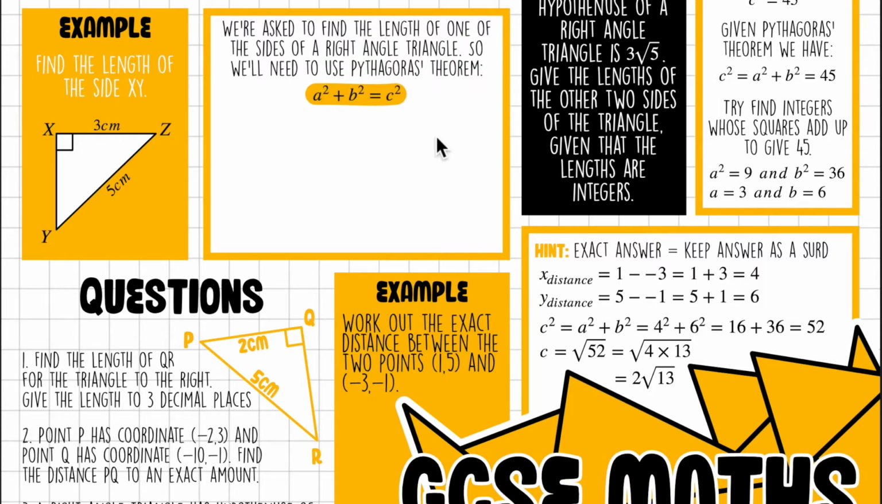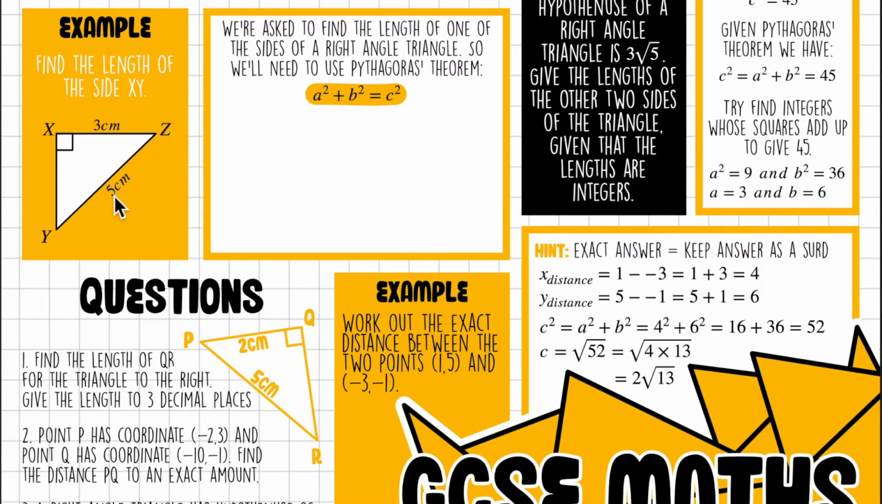Okay, now we know we can use Pythagoras' theorem, we need to make sure we use it correctly. That is, we need to input the correct values for A, B, and C. I always tend to do C first. So remember, C is the hypotenuse. It is the longest side of the triangle and is always opposite the right angle. So going back to the triangle, we can see that YZ is the hypotenuse, i.e.